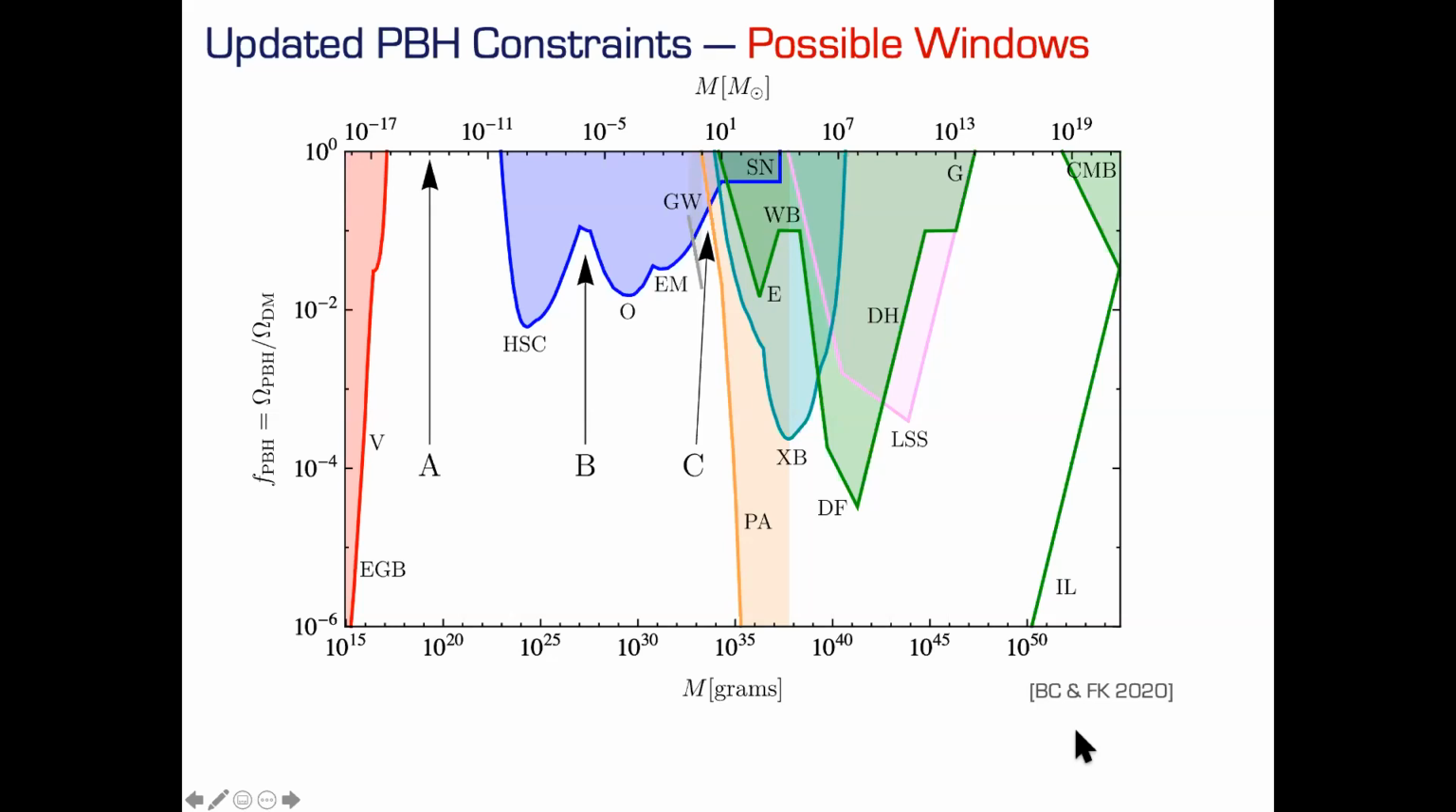And we will talk tomorrow about extended mass functions, which sometimes have different bumps, and then you can have a total dark matter of 100% in primordial black holes, and yet have different ranges where you have these peaks.